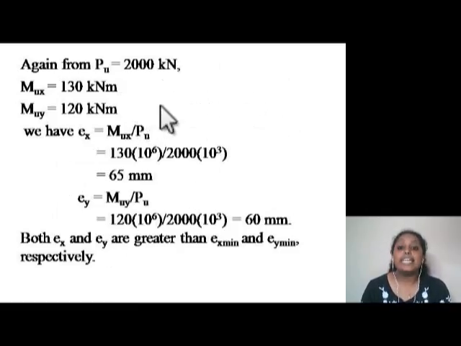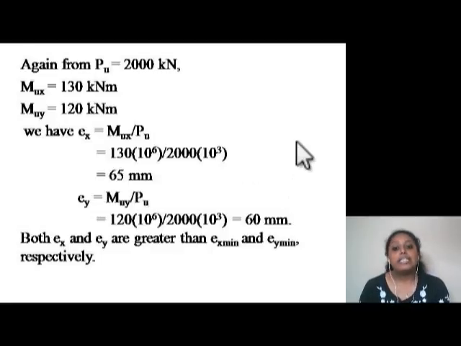Next we have to find Ex and Ey. The equation for Ex is equal to Mux by Pu. We know Mux and Muy are given, so we are taking 130 into 10 power 6 by Pu, which is also given, 2000 into 10 power 3. So we are getting 65 mm, and Muy is also given, that is 120 into 10 power 6 by 2000 into 10 power 3, that is equal to 60 mm. And both Ex and Ey are greater than Ex minimum and Ey minimum.